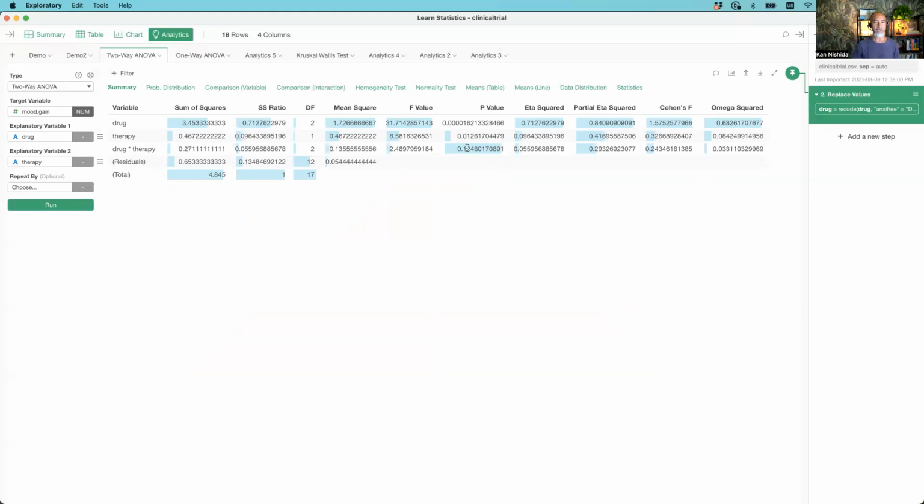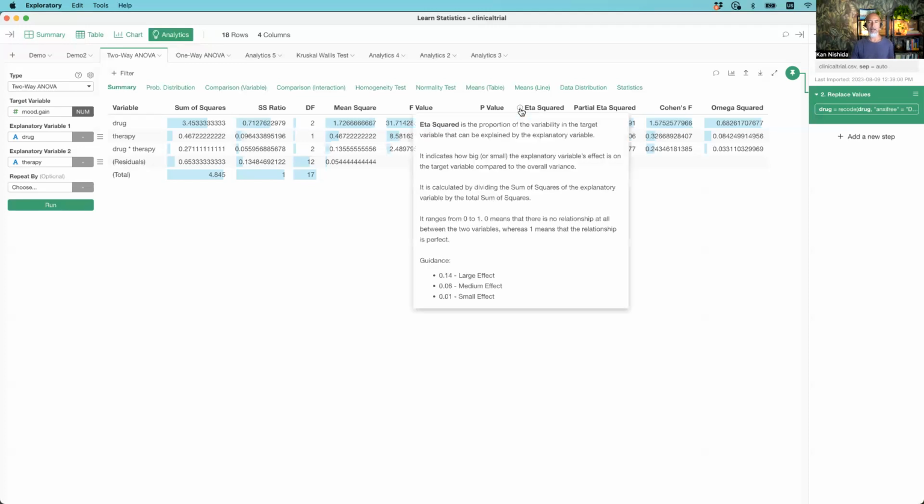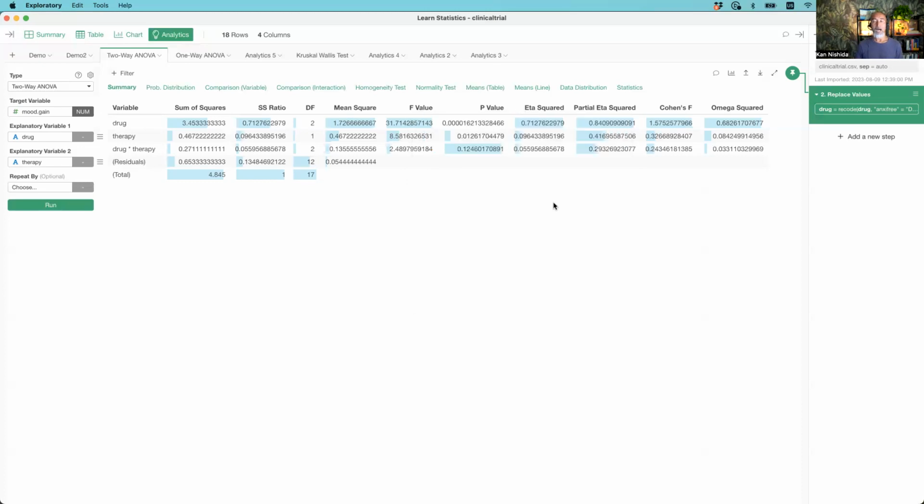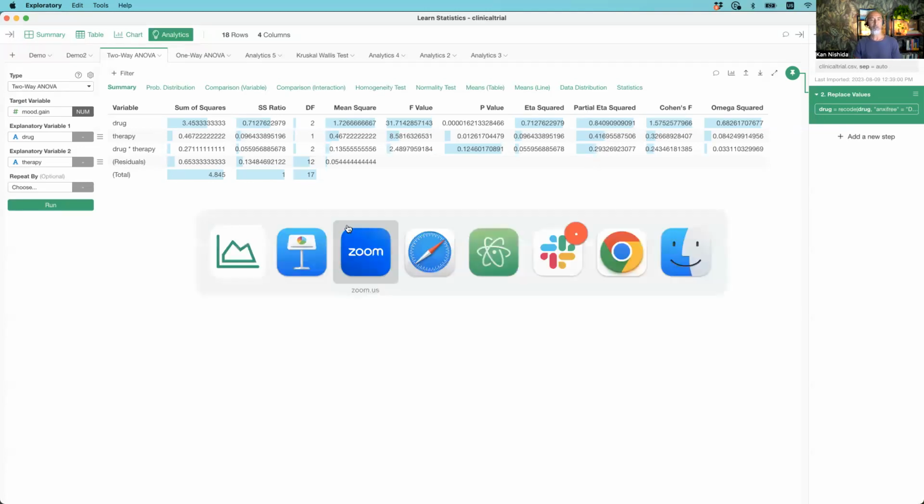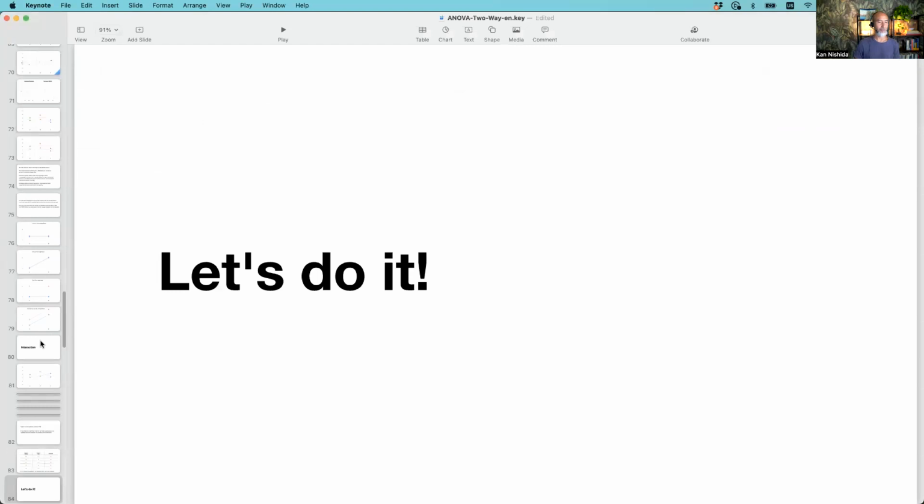Next thing I want to see is what the effect size is for each, drug and therapy. There are a couple of effect metrics for effect size, and you can click on this icon to see the explanation and also the guidance. In the one-way ANOVA, we cover this eta squared. But for two-way ANOVA, we want to check partial eta squared as well. So I'm going to quickly explain the difference between those two.